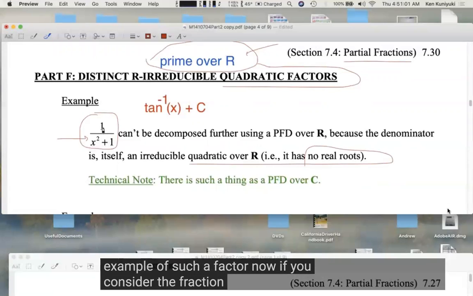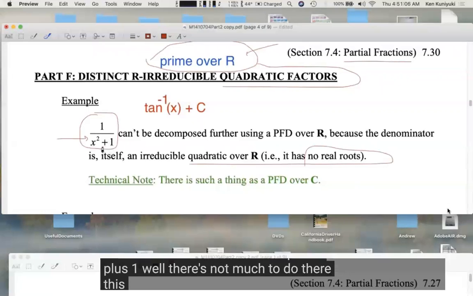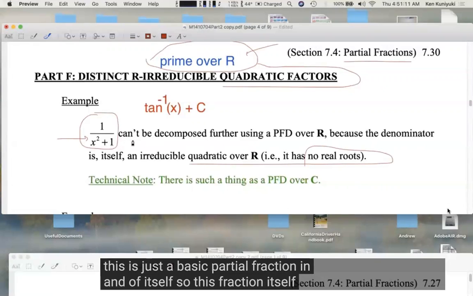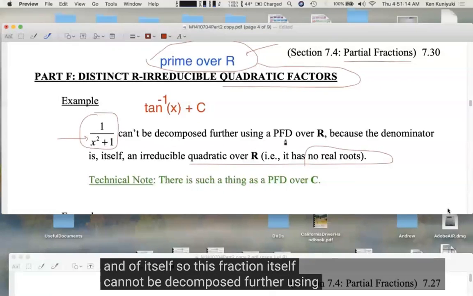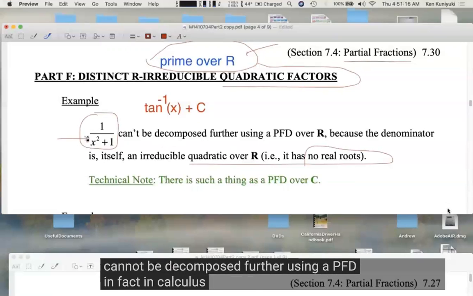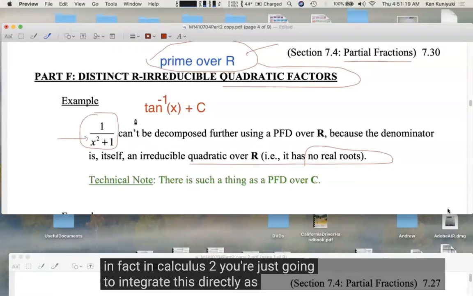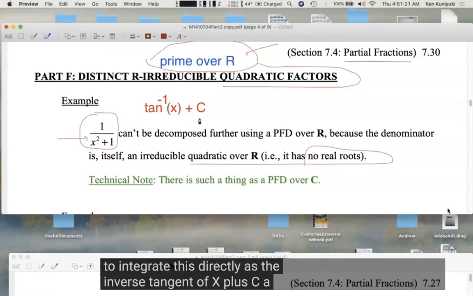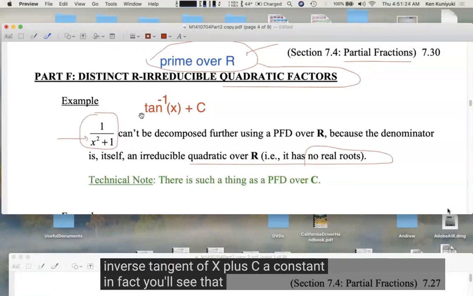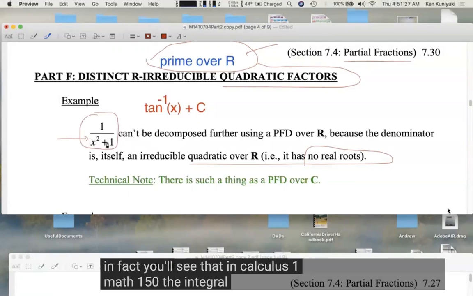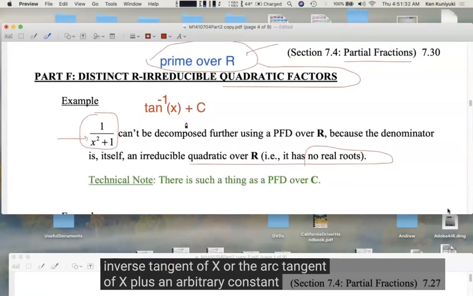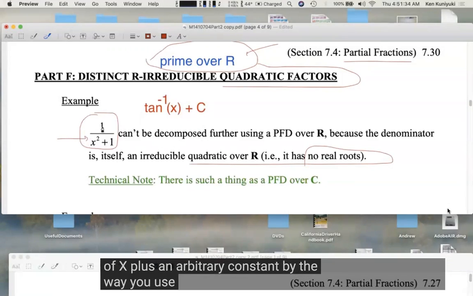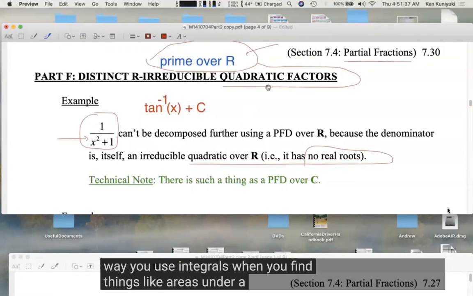Now, if you consider the fraction 1 over x squared plus 1, well, there's not much to do there. This is just a basic partial fraction in and of itself. So this fraction itself cannot be decomposed further using a PFD. In fact, in calculus 2, you're just going to integrate this directly as the inverse tangent of x plus c, a constant. In fact, you'll see that in calculus 1, math 150. The integral of this is the inverse tangent of x, or the arctangent of x, plus an arbitrary constant. By the way, you use integrals when you find things like areas under a curve.